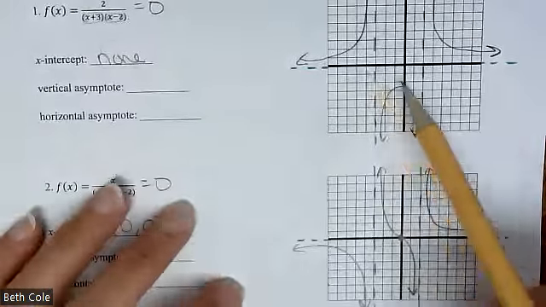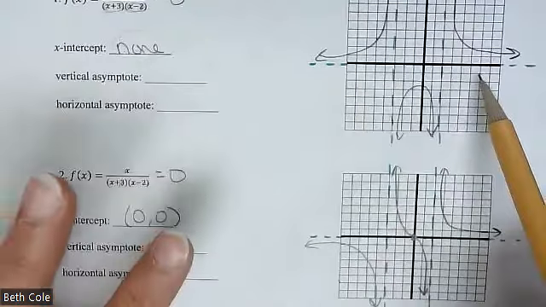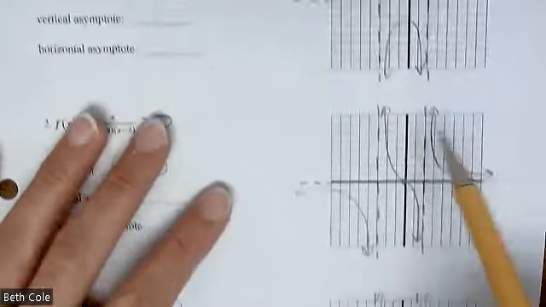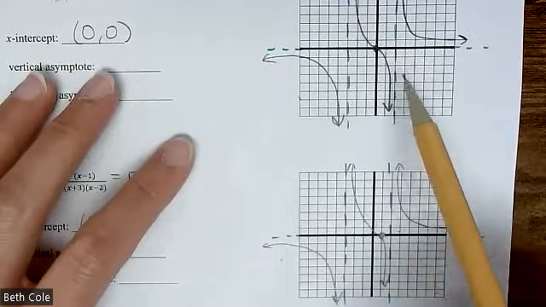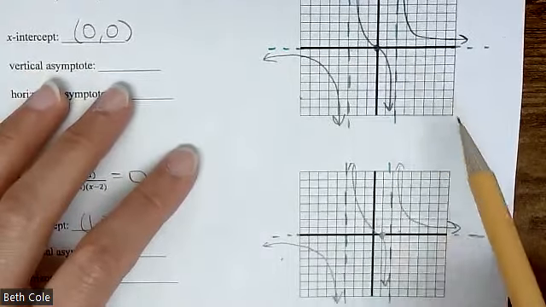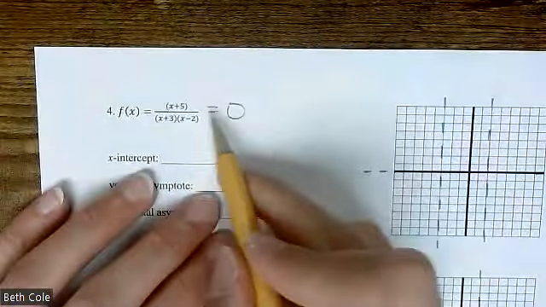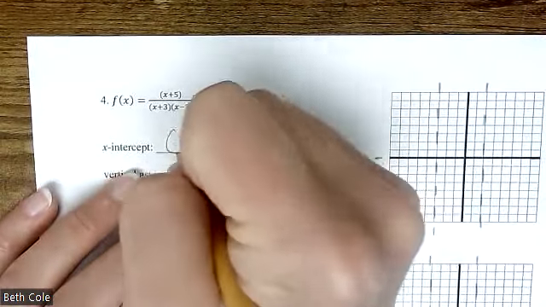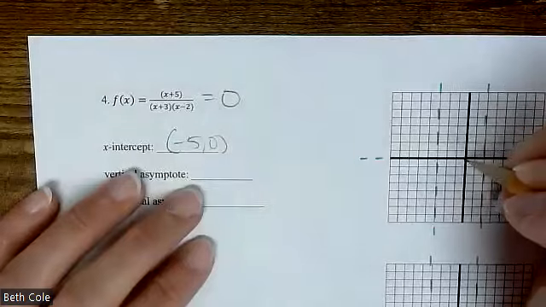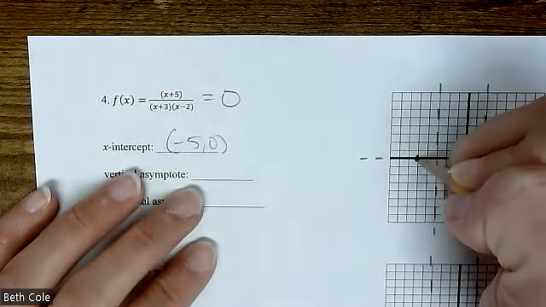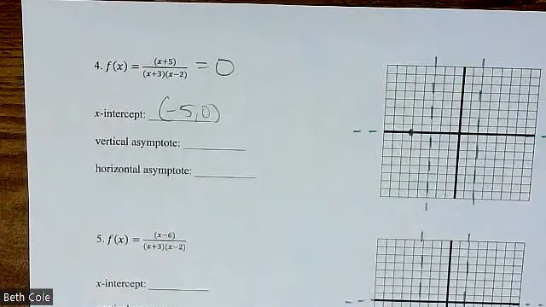So look, do you see how this one had no x-intercept? Do you see how these ones had one? Where is the x-intercept? In the middle. Where does this one have an x-intercept? If you set that equal to 0. Good. Negative 5, 0. Oh my gosh, where did it end up now? Do you see how it's not in between anymore?